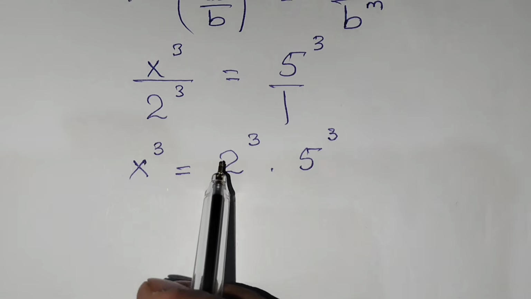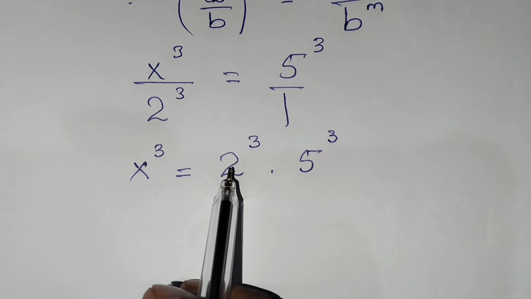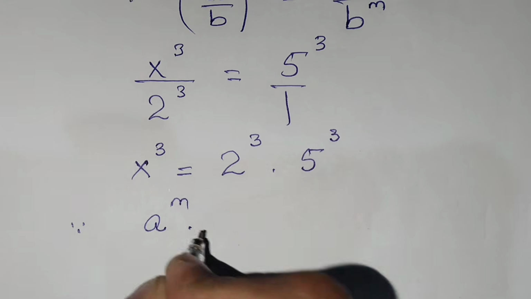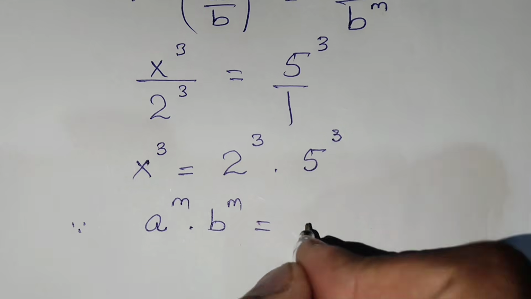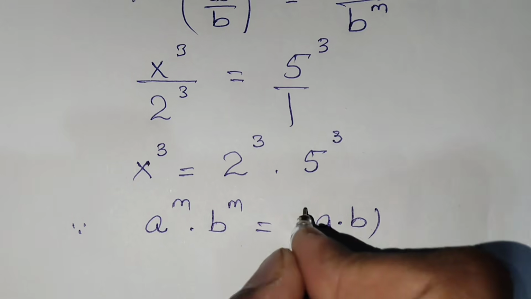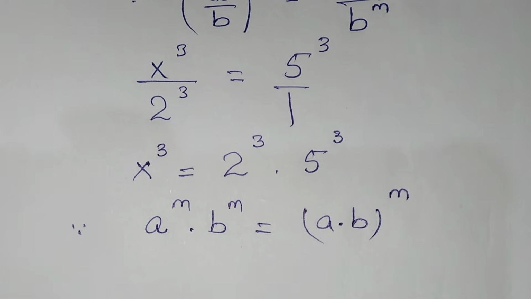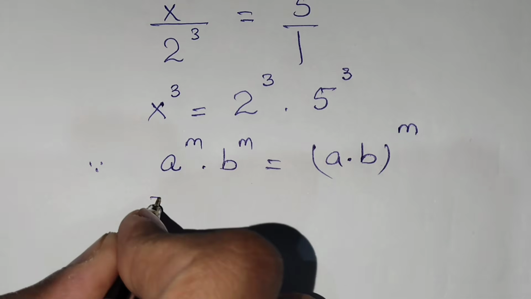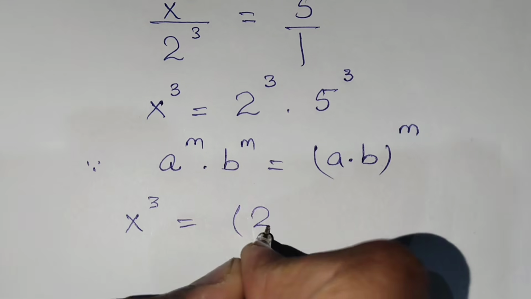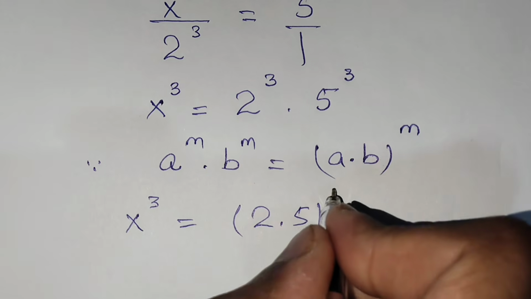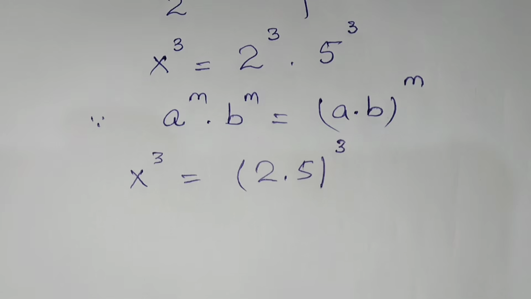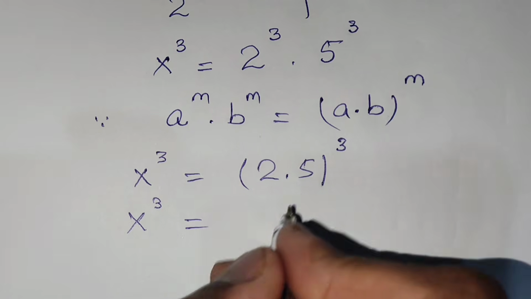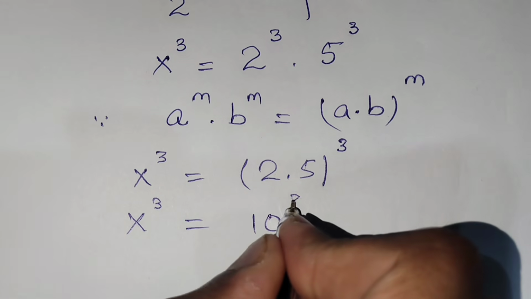As the exponents are the same, the bases will be multiplied. We know that a^m times b^m is equal to (a times b) raised to the power m. So the equation now becomes x cube is equal to (2 into 5) raised to the power 3, and x^3 is equal to 10^3.